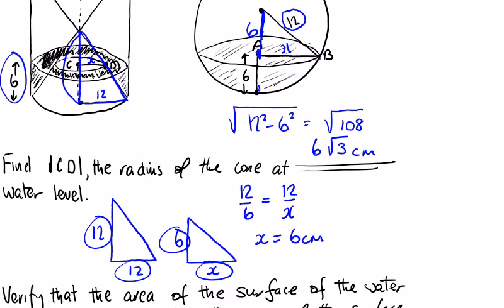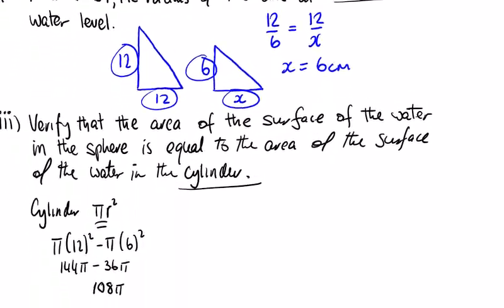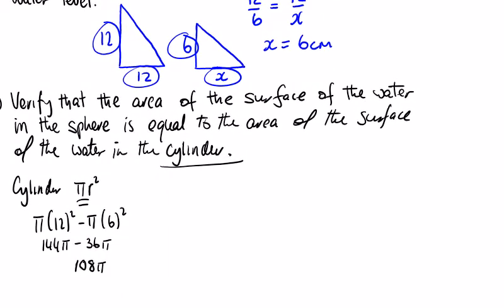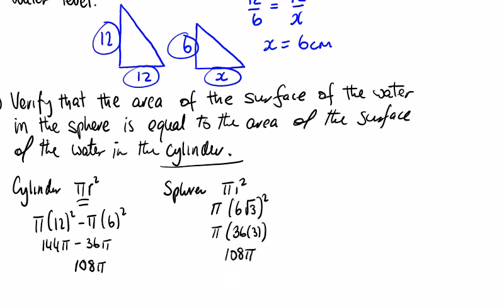So again, it's a circle. So pi r squared, and it's 6 root 3. So the sphere, pi r squared, so pi by 6 root 3 squared. So pi by 36 times 3, which is again 108 pi. So they are the same.